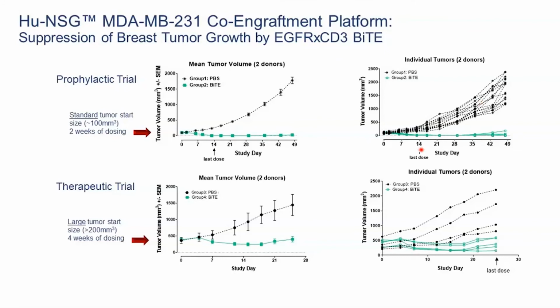Versus a therapeutic trial where you have a larger bulk of tumor growth. The tumors are much larger, and you have to do a longer dosing strategy. But if you do, these bispecifics are very efficient at taking the T cells that develop in this multi-lineage reconstitution model and getting those T cells to respond against that tumor.